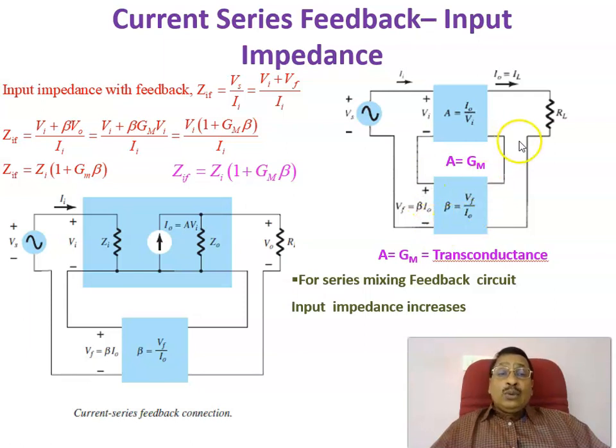We are sampling the current, that is the output current. I0 is the output current and beta is the feedback factor. Therefore, beta is given by Vf divided by I0, or Vf is given by beta times I0. Therefore, this voltage is given by beta times the output current. Beta times I0 is the voltage that is subtracted, actually. So the polarity is minus and plus, that is subtracted from the input voltage so as to get Vi at the input of the amplifier.